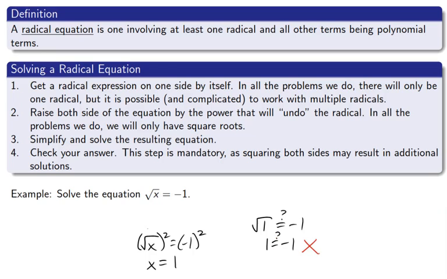That means that there's actually no solution to this equation. And so this one is extraneous. There's no number that you can plug into the square root of x and get a negative value. So no solution is what we'll put for this one.